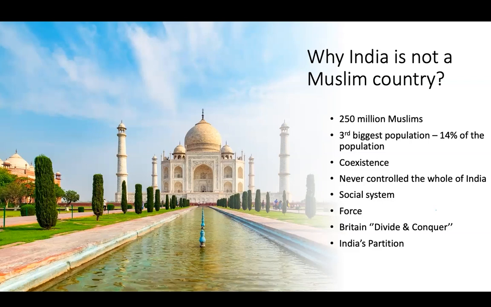And the Mughal Empire was a classic example of coexistence, where Hindus were ministers, advisors, and traders. They controlled the country together with their Muslim friends or neighbors. However, remember the Mughal Empire never controlled the whole subcontinent. There was always an area in the south they were not able to control.